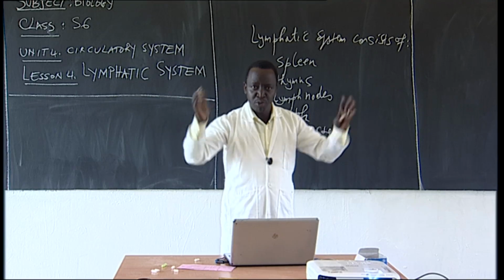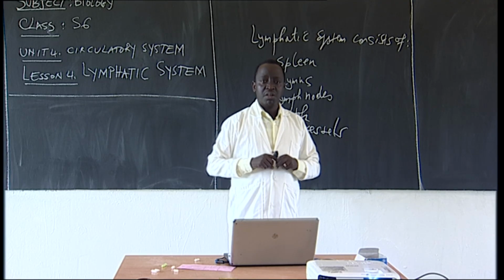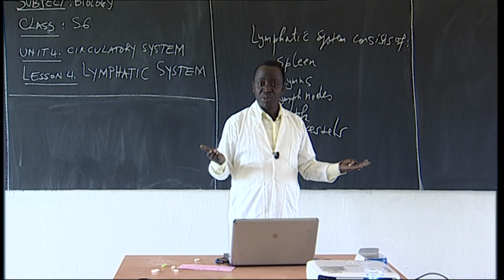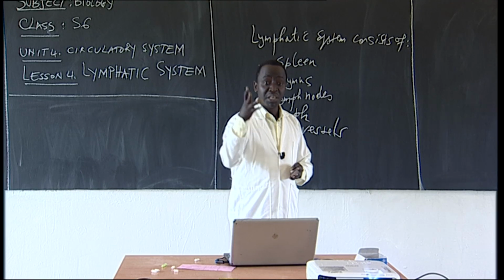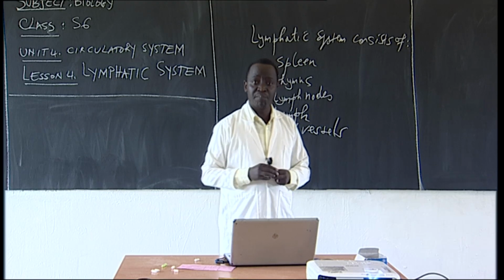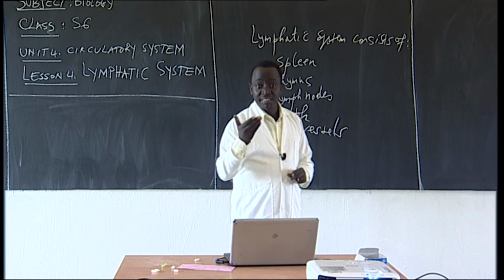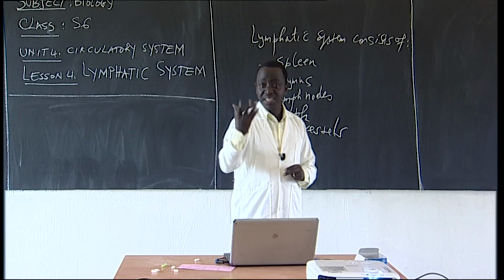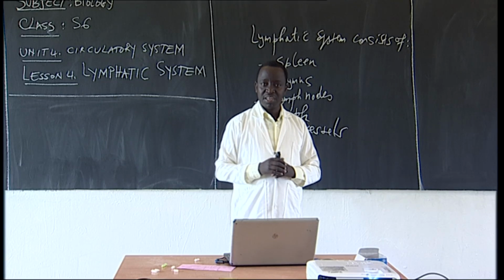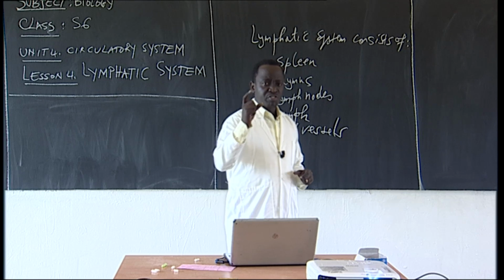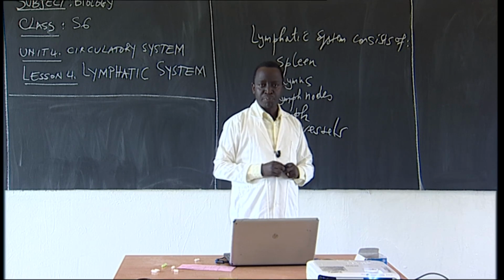And then after producing antibodies, you know, what's the role of antibodies? It is to kill pathogens, to kill bacteria. When those bacteria are killed, you are safe. You don't get any disease. That's the role of these lymph nodes.